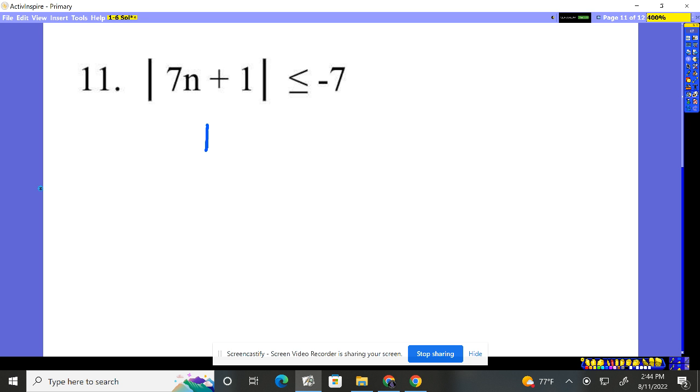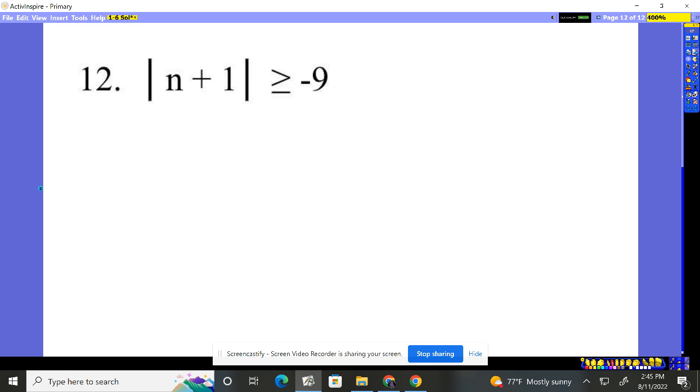Number 11. Absolute value, which is positive. How often is that going to be less than or equal to -7? Will a positive number ever be smaller than -7? 6. Is 6 smaller than -7? No. -7 is never bigger than any positive number. So again, this is no solution. Okay. There is nobody that's going to work here.